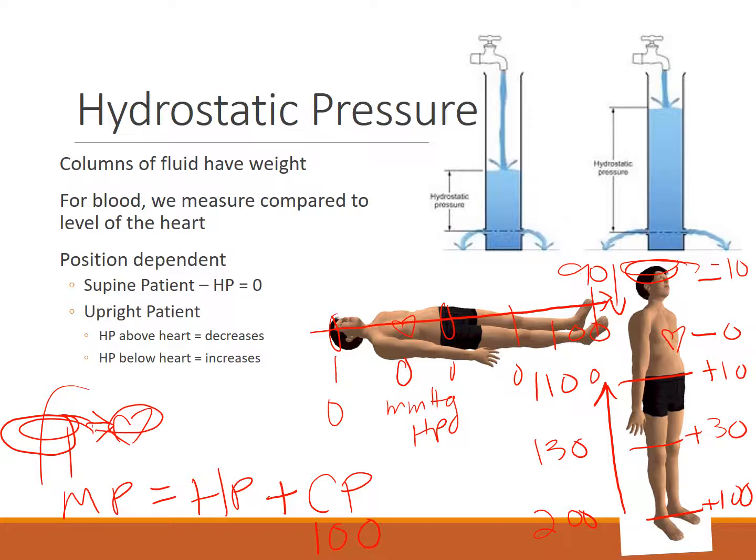If we look at our supine individual, if his circulatory pressure is 100 and his hydrostatic pressure is 0 throughout, that means the measured pressure is going to be 100 at every level of his body.